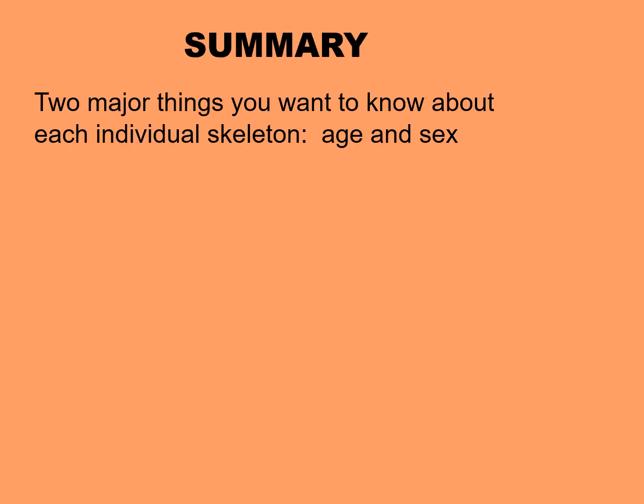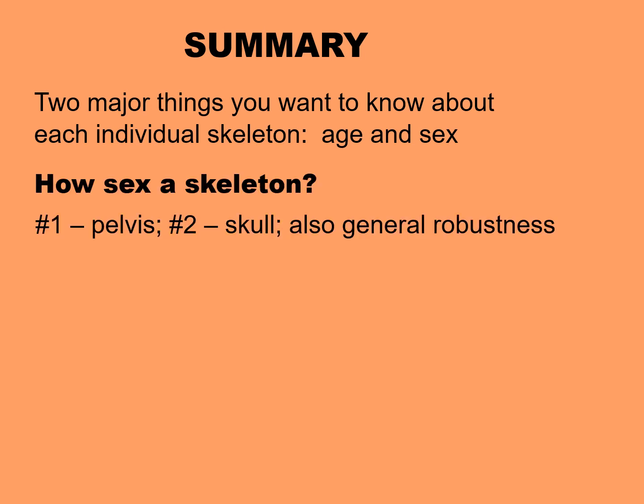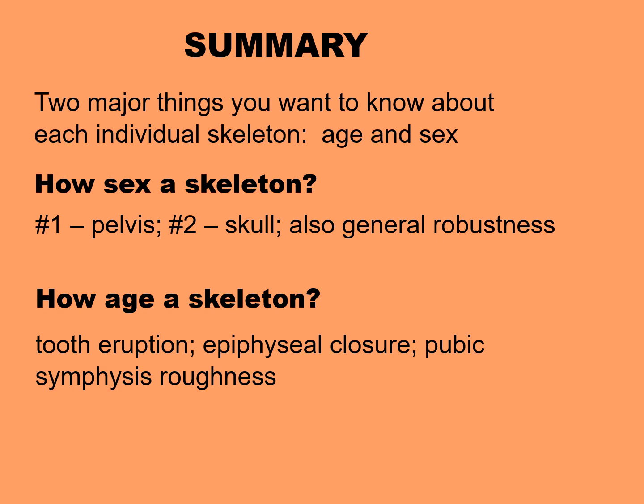To summarize, two major things you want to know about each individual skeleton: sex and age at death. How do you sex a skeleton? The number one way is to look at the pelvis. The number two part of the skeleton is the skull. To help those along, you would also look at the general robustness. How do you age a skeleton? I talked about 3 different measures: tooth eruption, epiphyseal closure, and pubic symphysis roughness.